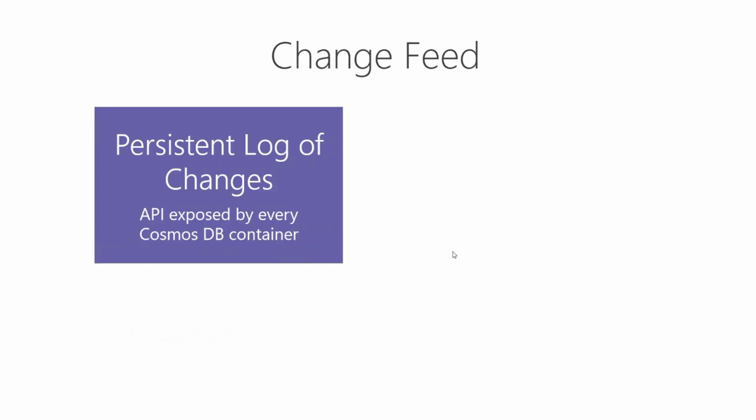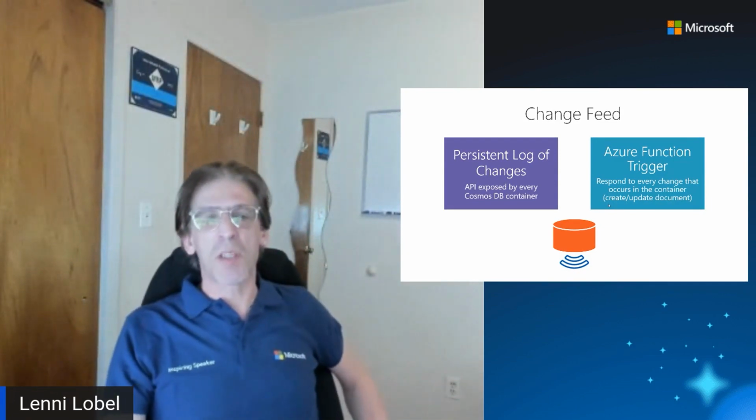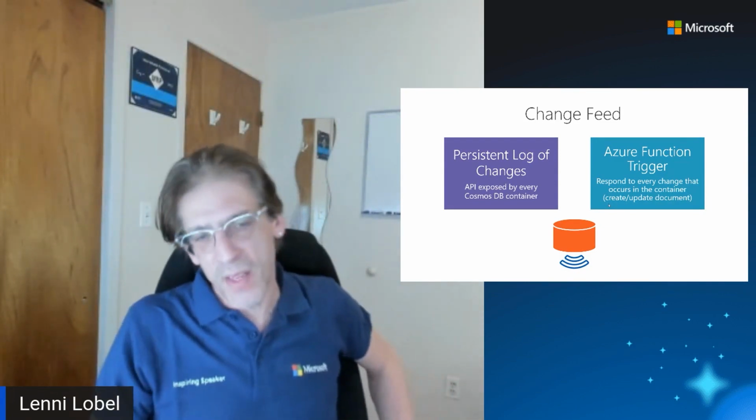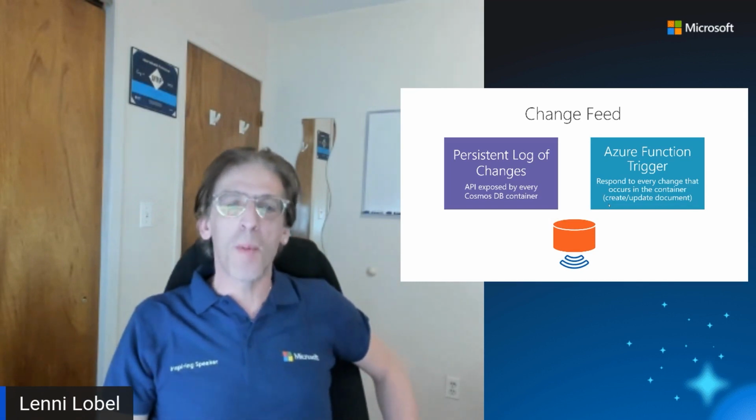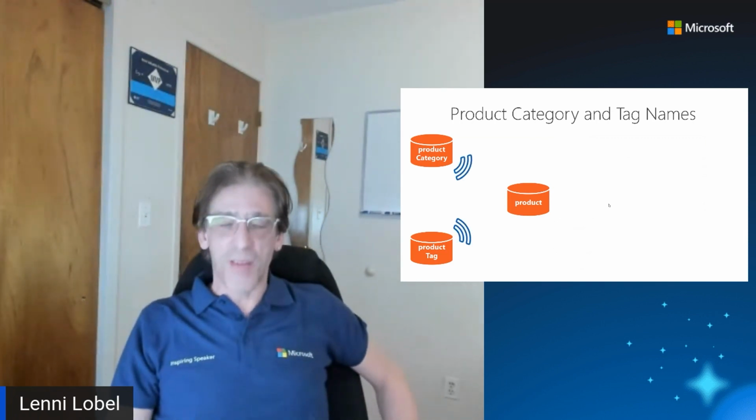The change feed gives you a persistent log of changes. So every time a document is added or modified or changed in the container, it gets emitted through the change feed in near real time, and also persisted to the change feed, so it can always be rewound and replayed. And you can build microservices. You can use Azure functions to do this very easily, to watch the change feed, respond to every change that occurs, and process it in some way. And in this case, it would be to keep our de-normalized data model in sync with master data as it changes. So on the product category container and on the product tag container, they each have a change feed.